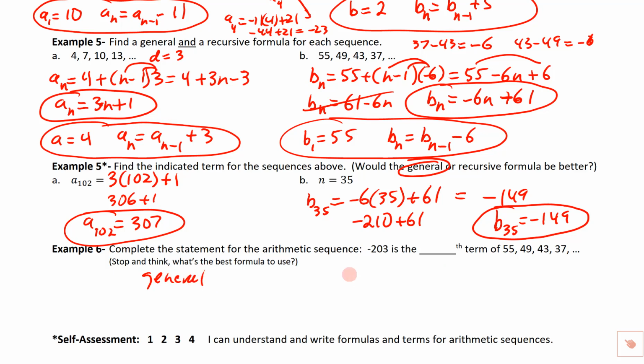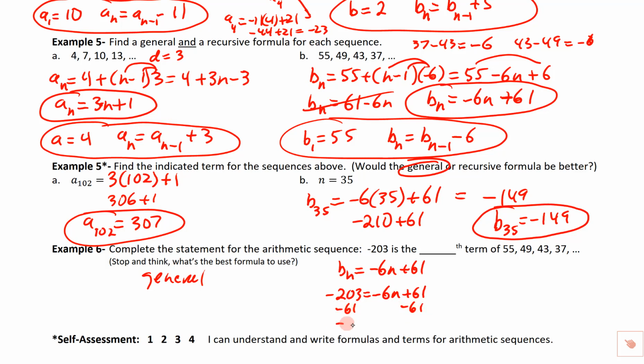So that is b sub n is equal to negative 6n plus 61. And what we're trying to figure out is they've given us that this term is negative 203. So I'm going to put a negative 203 here. And then we have to find out, well, what number did we plug in? Because if you can find the number right here that gives us that one, that is the index. That's the counter, and it'll tell us which term it is. So we're going to add 61 to this right here. And then we solve this just like we would a normal equation. So we're going to subtract 61 from both sides.